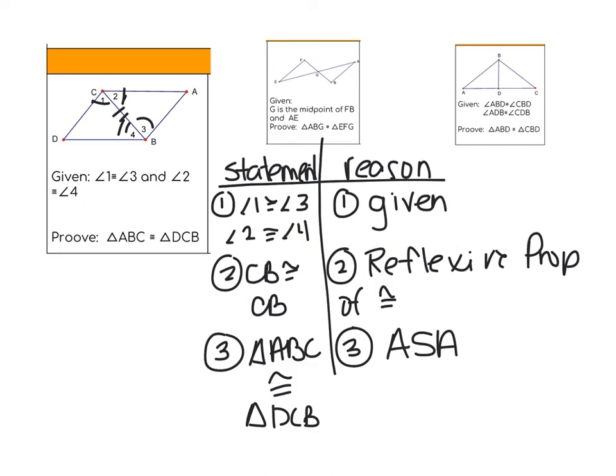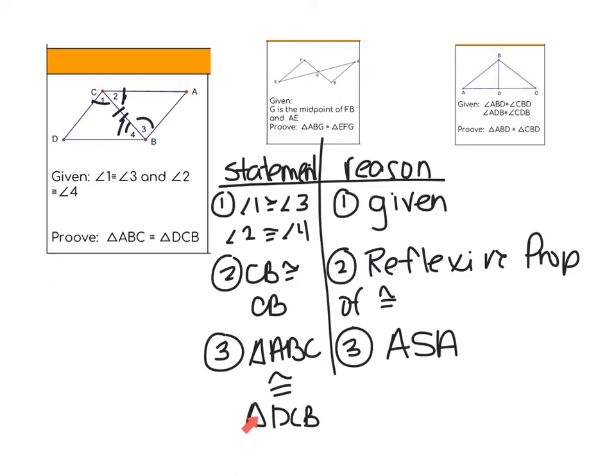Okay, so here's proof number 1. So our givens are that angle 1 and angle 3 are congruent, and angle 2 and angle 4. So we have 2 angles, so we either need a 3rd angle or a side that's included or not included. So we can use this included side, CB, and CB is congruent to itself. That's the reflexive property of congruence.